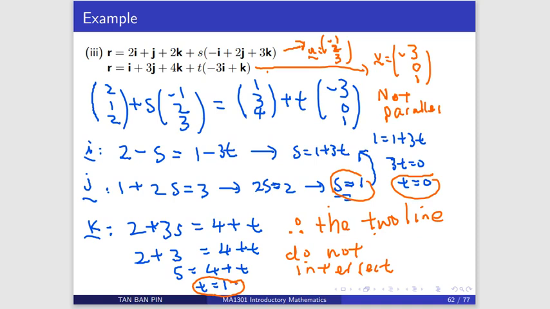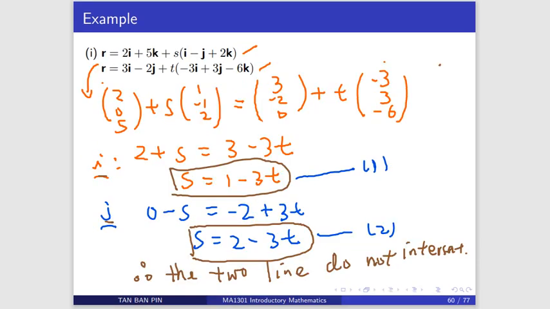So because the two lines are not parallel, they are skew lines. So in this part 3, the two lines are just skew lines. So the two lines lie on two different parallel planes.